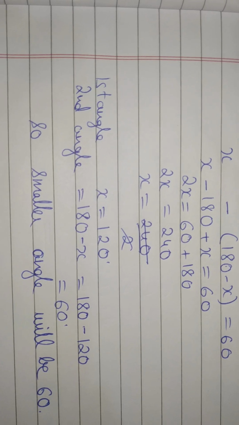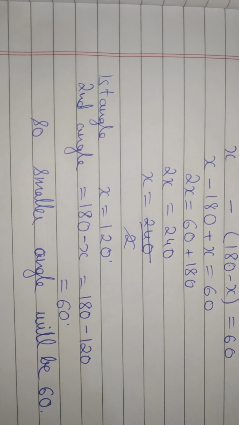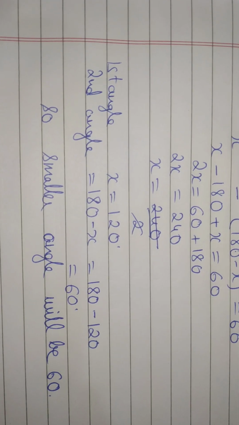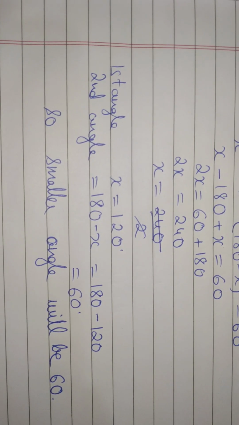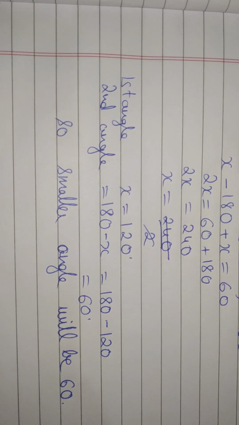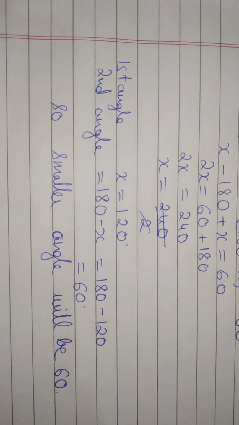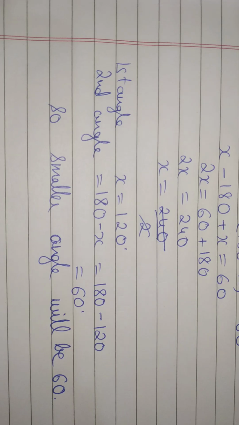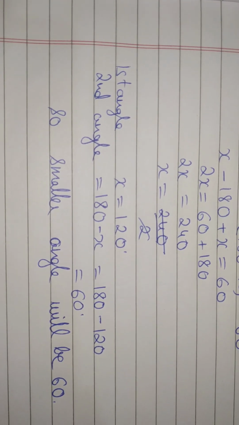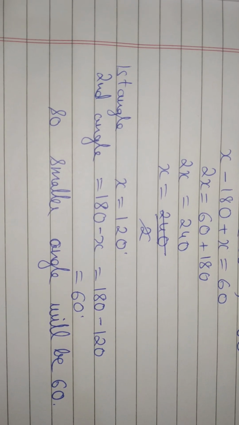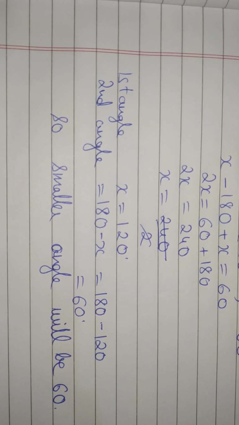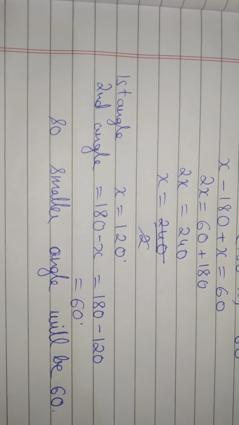In the options there is 120, but that is not the correct answer. Okay, so the second angle is 180 minus x. So 180 minus 120 is equal to 60. So we need the smaller angle. So the smaller angle will be 60. So the correct option will be 60. Okay.